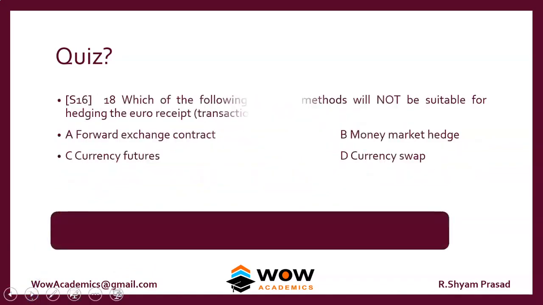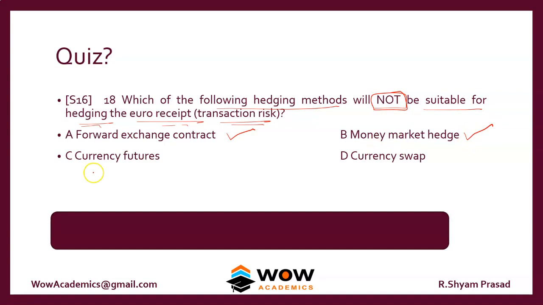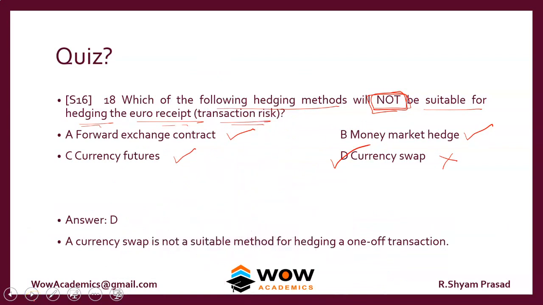So we have another question. Which of the following hedging methods will not be suitable for hedging the euro receipt, that is a transaction risk? Forward exchange rate can be used for transaction risk. Money market hedge can be used for transaction risk. Currency futures can be used for transaction risk. But currency swap is a longer term arrangement, so you cannot use it for a transaction risk. He's asking which of the following is not suitable. So currency swap is not suitable for transaction risk. The answer is D.